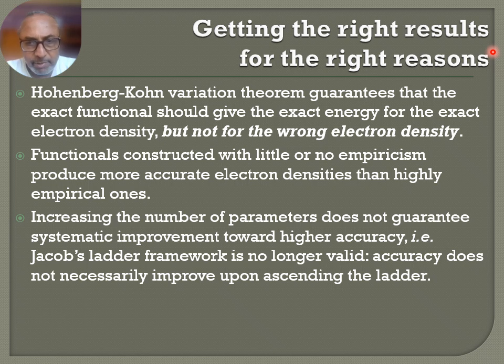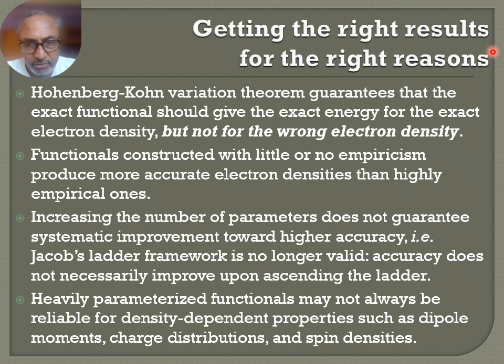Increasing the number of parameters does not guarantee systematic improvement towards higher accuracy. That is, the Jacob's ladder framework is no longer valid. Accuracy does not necessarily improve upon ascending the ladder. Heavily parameterized functionals may not always be reliable for density-dependent properties such as dipole moments, charge distributions, and spin densities. Of course, this is not unique to density functionals, but is the same for any parameterized or machine-learned model.